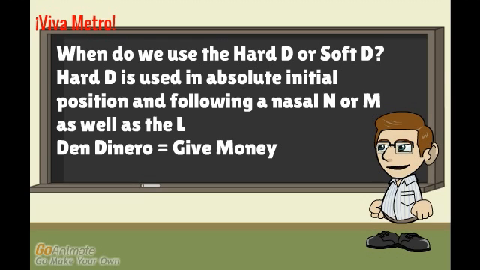Those are both hard Ds because the D on den begins the sentence. It is in absolute initial position. The D on dinero is after an N, which is a nasal sound, causing that D also to be hard. This phrase means give money.